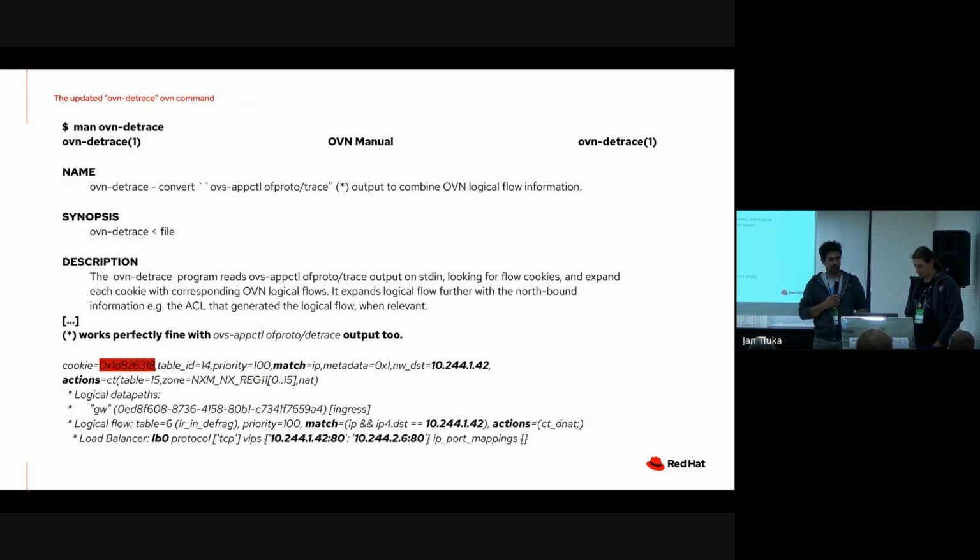And I did that manually through the slides, but we also have ovn-detrace, which is an OVN tool. And this one does all the decoding for you. It was originally intended for ofproto trace outputs, but it just works out of the box with ofproto detrace. So what you can do is dump your flows, get a UFID, call ofproto detrace, pipe the output to ovn-detrace, and you get logical flows and load balancers directly from your data path.